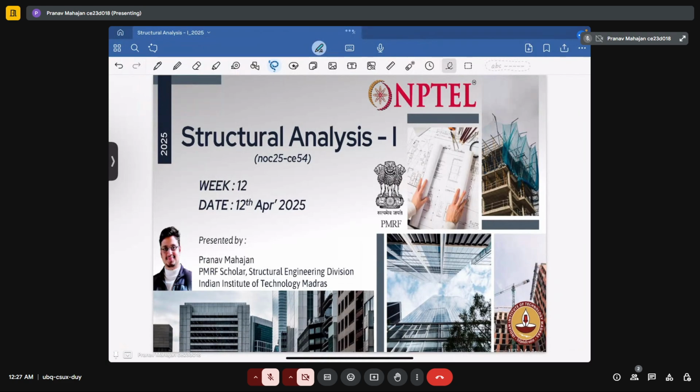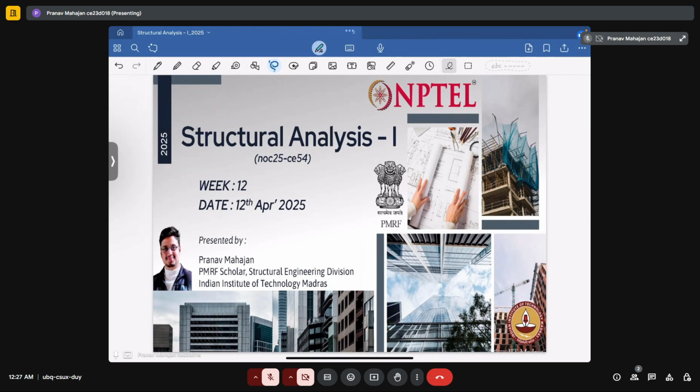So this is your week number 12, or you can say your final session related to the structural analysis course. We used to solve all the problems related to the topics that you have covered in every week. So we started with a basic concept and we have reached a certain level where we can analyze a basic frame, a basic truss, as well as a basic beam.